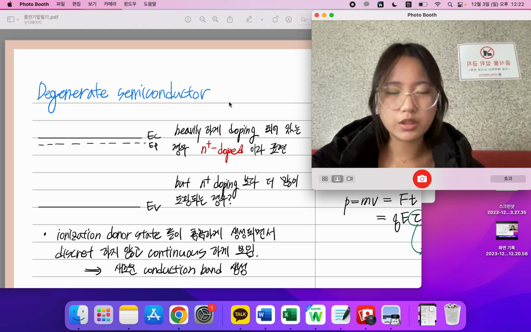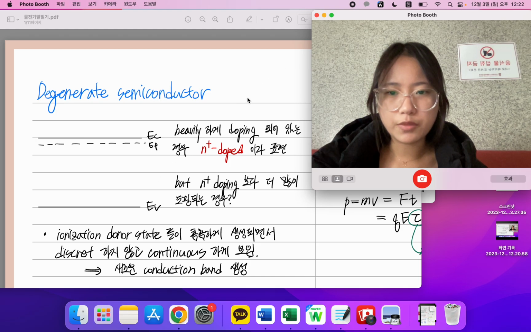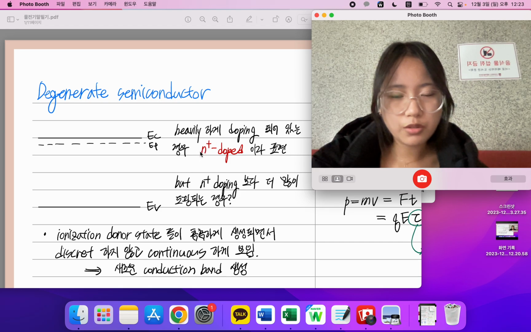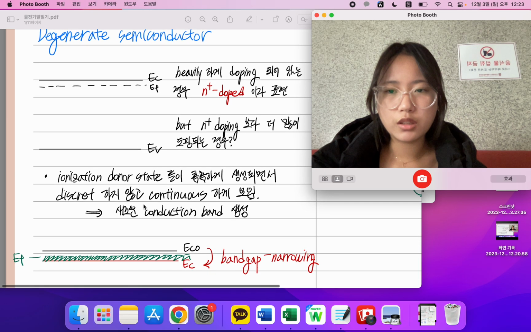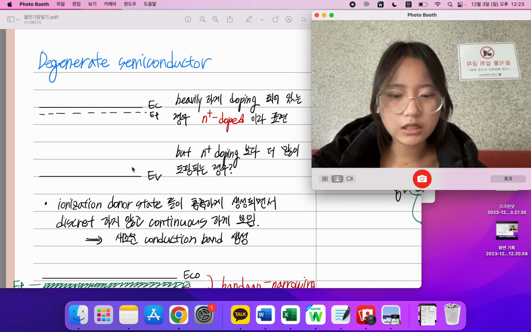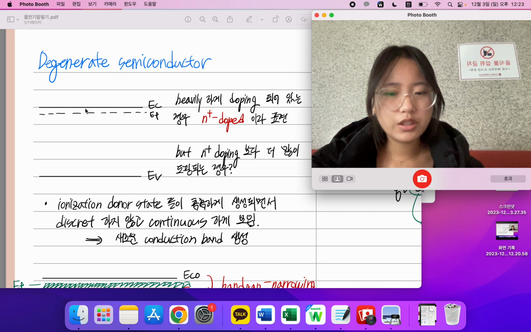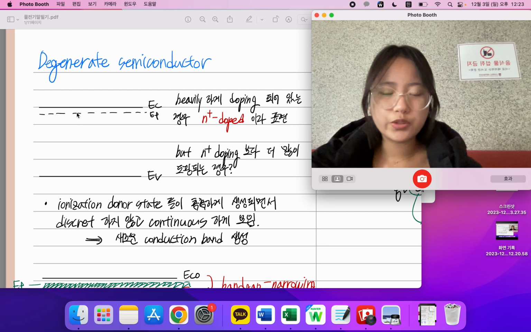First of all, we learned about degenerate semiconductors. If I heavily dope a semiconductor, we mark that n+ doping. Then the ionized donor states are created at very high density, so this line is not discrete but continuous. A new conduction band is created.